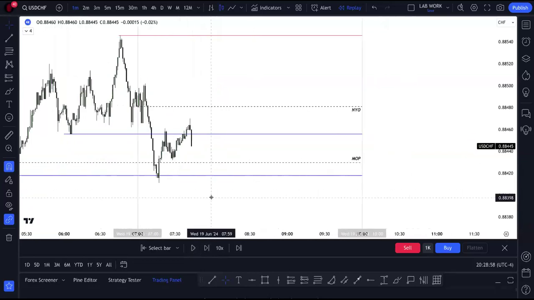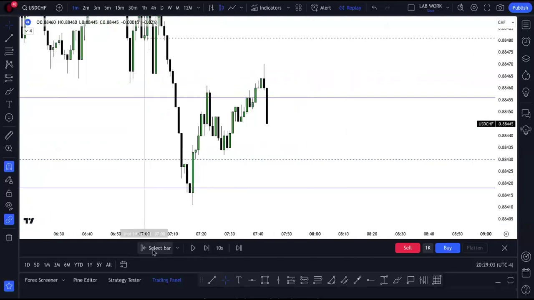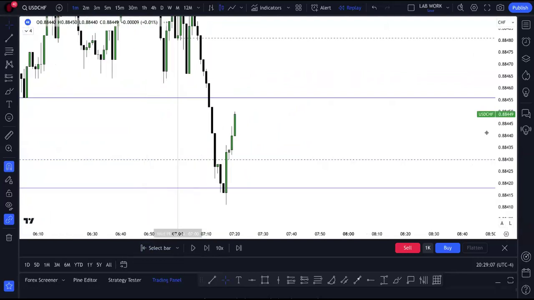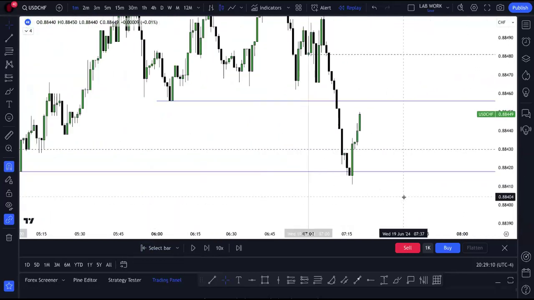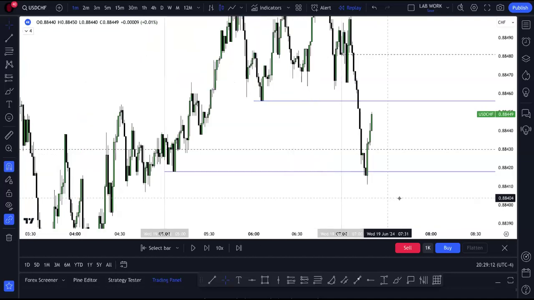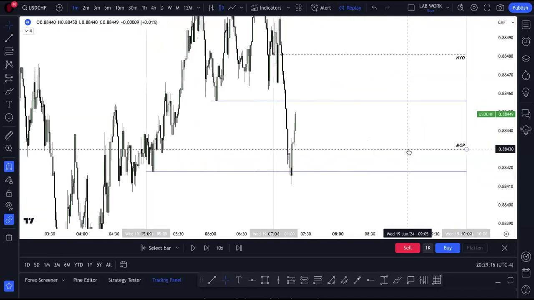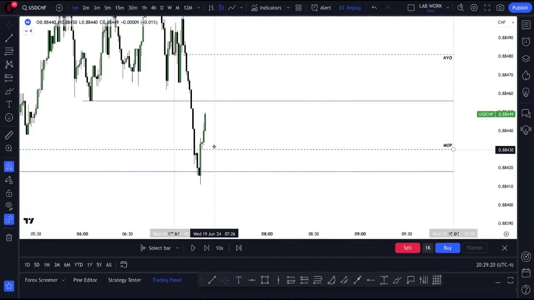No, let me stop it right here. So there goes our entry. Now, this entry idea is not perfect. It's not the one that has all three aligned. The entry is forming above midnight opening price. It's close though to it, right?